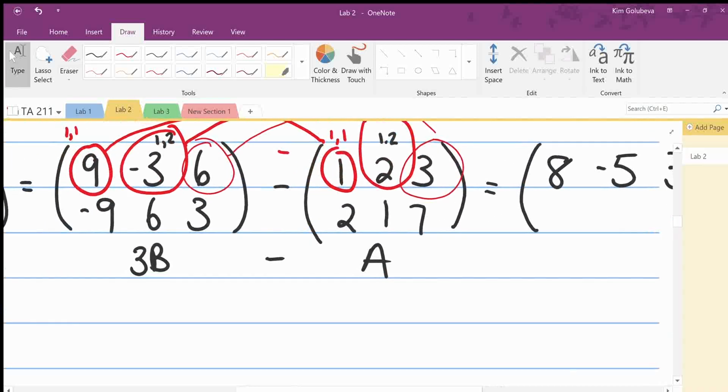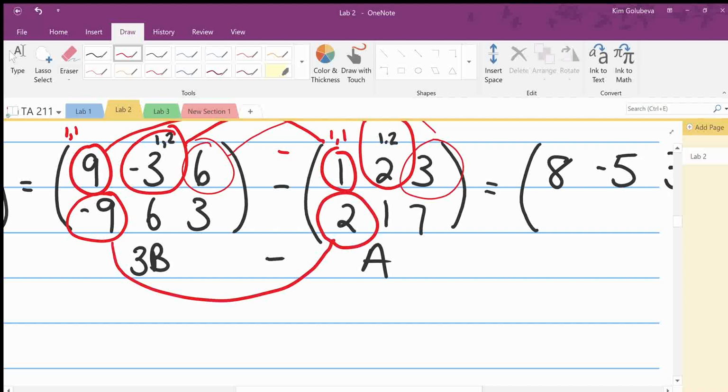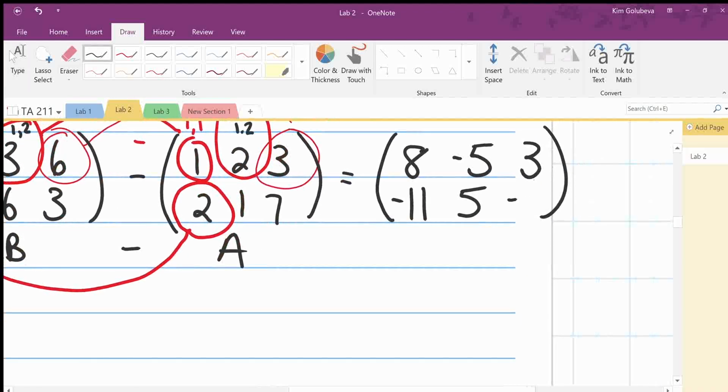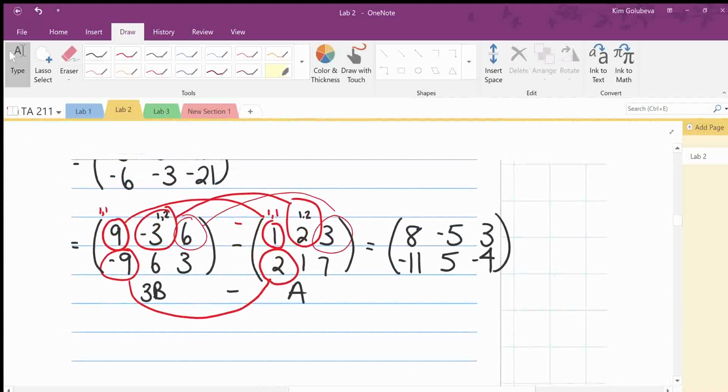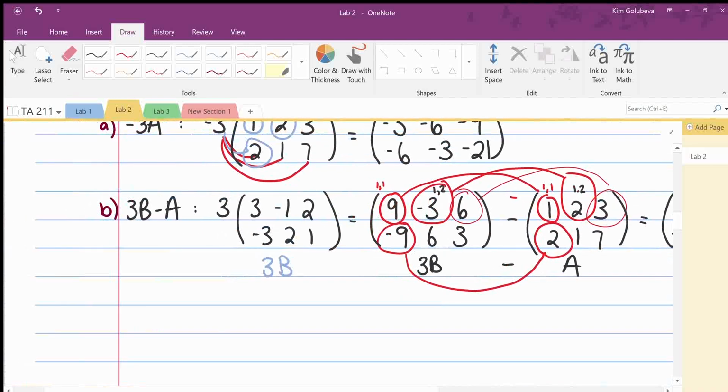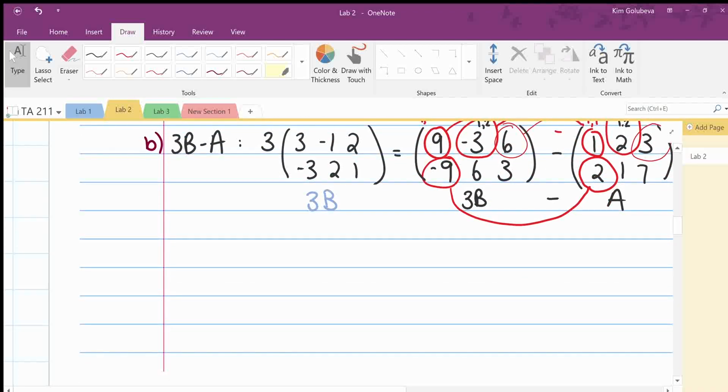And same thing down here. You're just taking the entry and subtracting the corresponding entry, the entry that's in the same position in your other matrix. So this one we're doing -9 minus 2, so -11. Then we go 6 minus 1, which is 5, and 3 minus 7, which is -4. So this is our answer for B. Okay? And C.